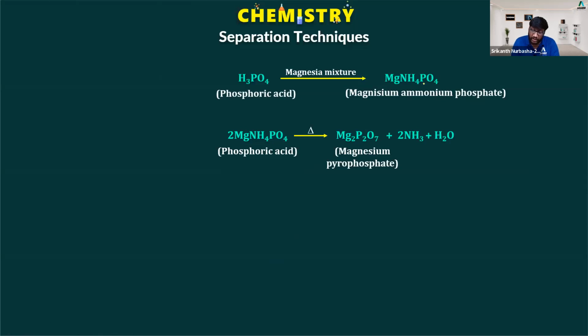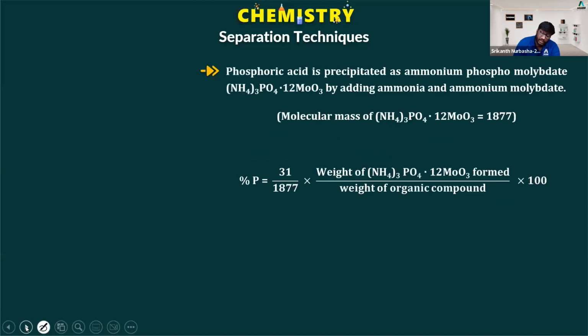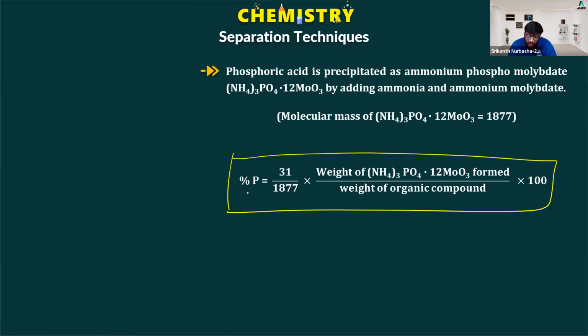And lastly, these are the formulas. H3PO4 converting into MgNH4PO4. Percentage of phosphorus is equal to 62 by 222 into weight of Mg2P2O7 formed divided by weight of organic compound into 100. The other way is using ammonium phosphomolybdate. Percentage of phosphorus is equal to 31 by 1877 into weight of ammonium phosphomolybdate divided by weight of organic compound into 100. The same formula which you have written earlier.